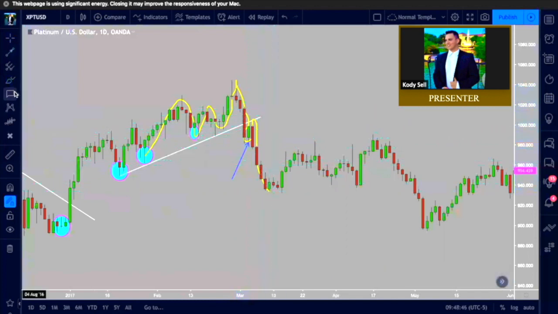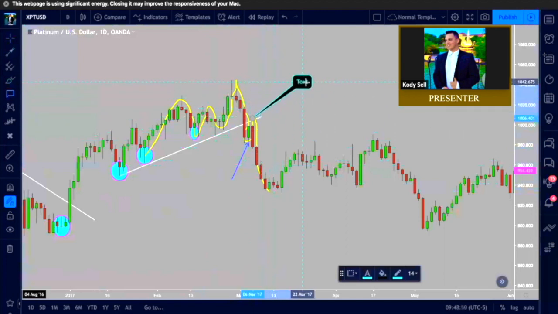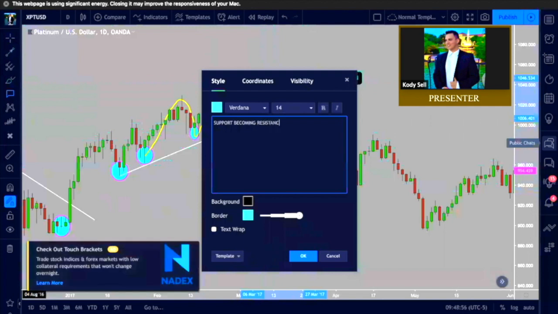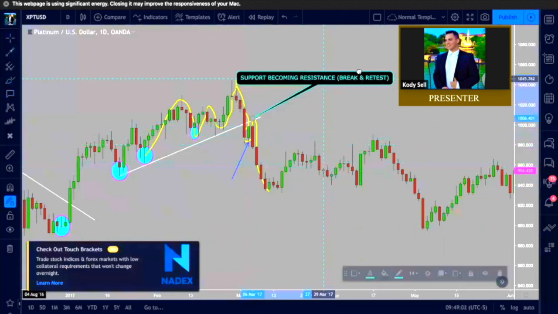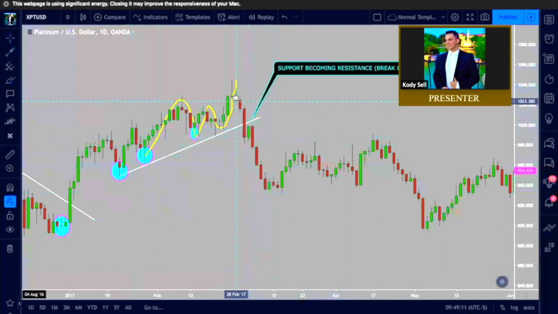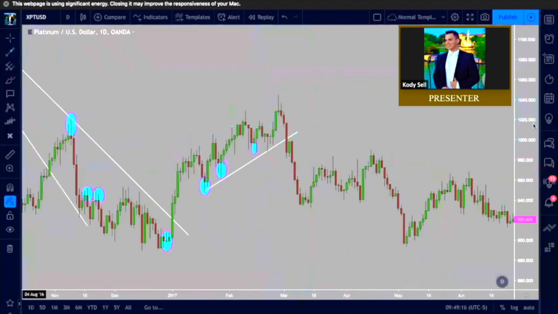All right. And what is this? What is this referred to as right here? This is support becoming resistance, break, and retest. All right, that's what this is. You need to understand these concepts. These concepts are important. They're used over and over and over again. All right, zoom back out.